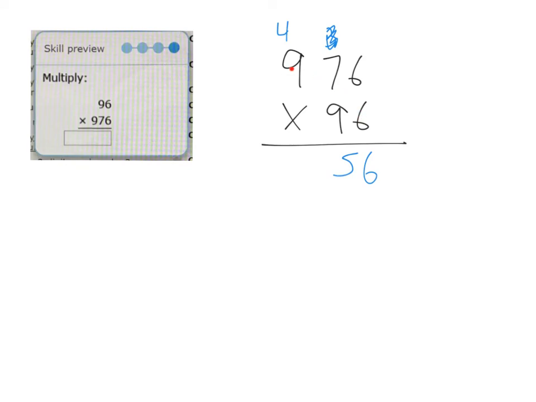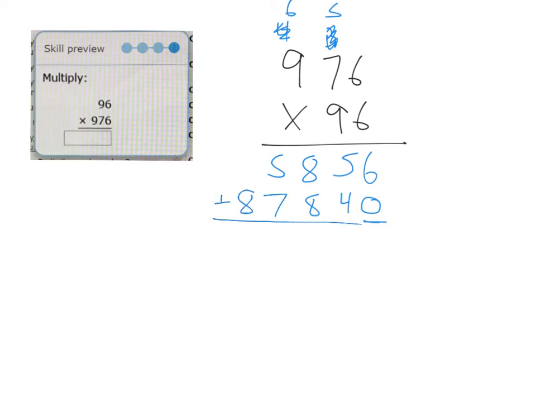Next step, 6 times 9 is 54, plus the 4 is 58. There's nowhere to carry the 5, so I'm going to write the 58 down here and scribble out that 4. 0 down. Now I'm on to the 9. 9 times 6 is 54, 4 down, 5 up. 9 times 7 is 63, plus the 5 is 68. 8 down, 6 up. 9 times 9 is 81, plus the 6 is 87.